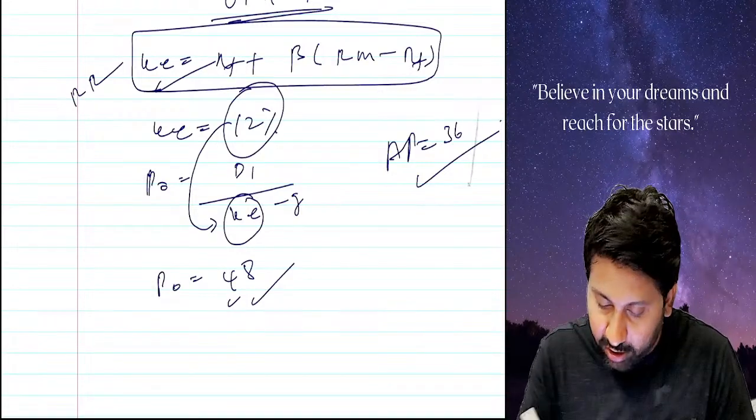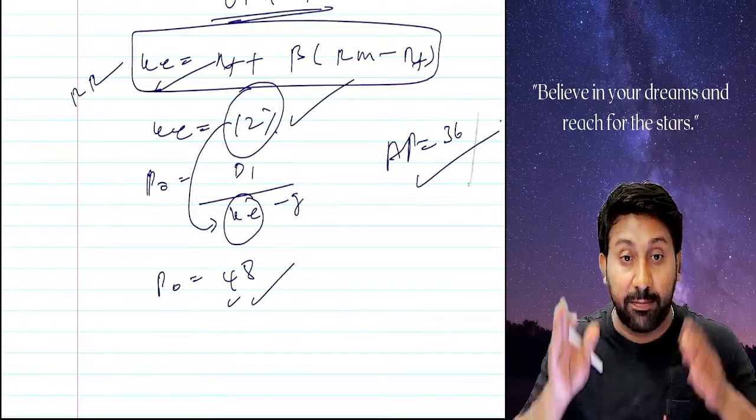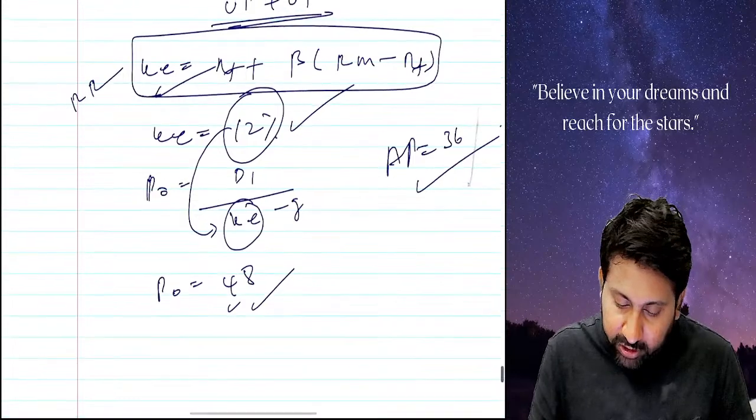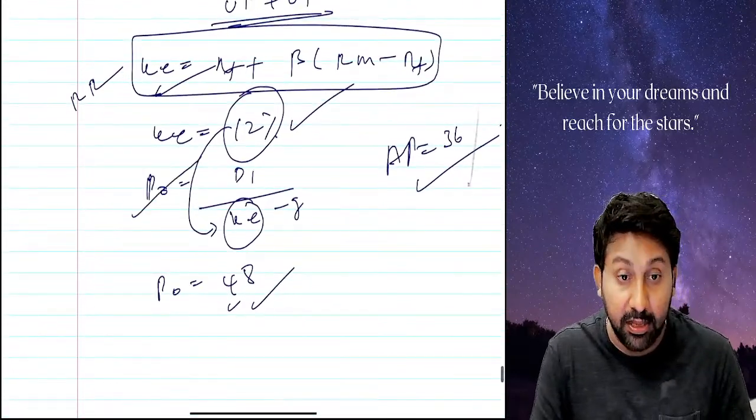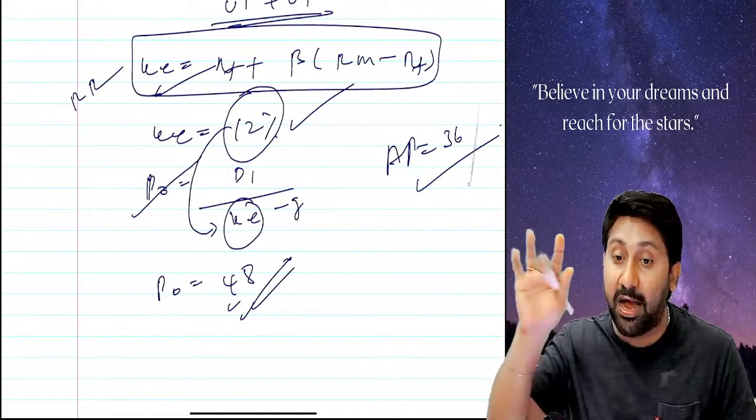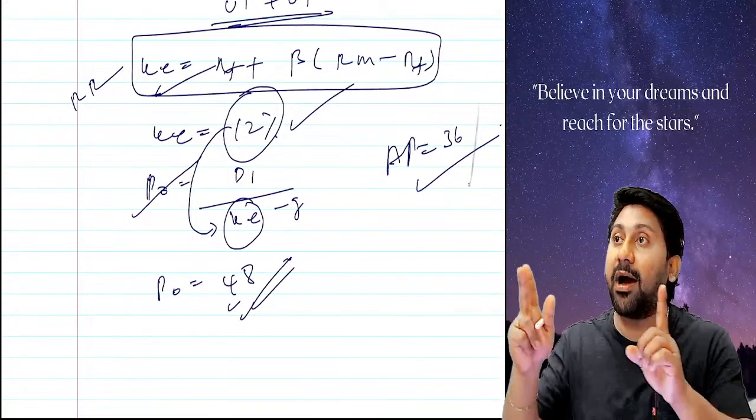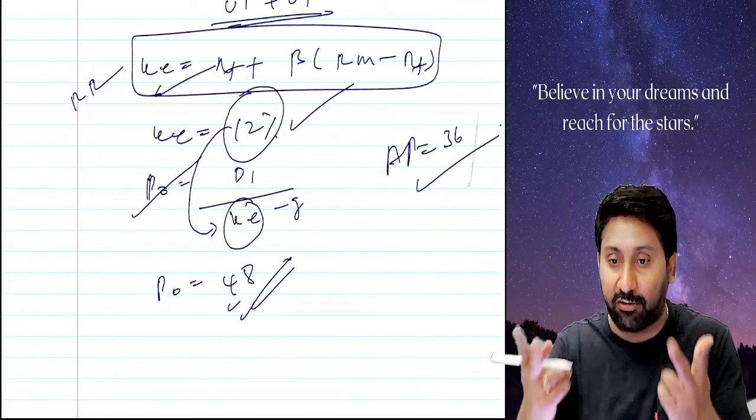Are you understanding or not? That means you will be getting one KE. Put the 12 in this KE, you will calculate the P naught. That P naught is 48. Market also is 48. What does it mean? Market is expecting what you are required to give.